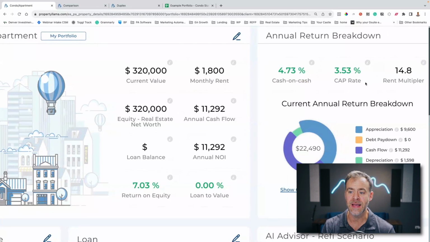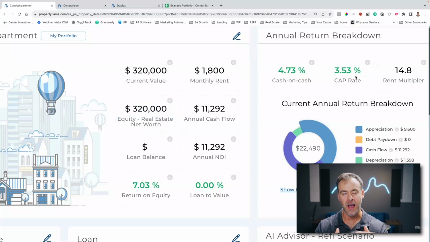Now, what I spend more time on is the cap rate, or again, the capitalization rate of a property. A cap rate is calculated by taking your NOI, so about $11,000 a year, divided by the current value. So $11,300 divided by $320,000 is about 3.5%. This tells you how the rental property is performing if there is no debt on there. I like this metric because whether you have it paid off or there's a mortgage, it keeps the underlying performance of the property more of an apples to apples comparison.